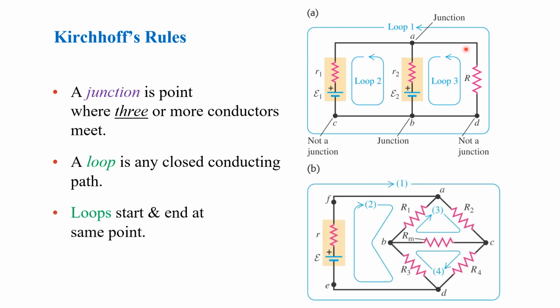Loops start and end at the same point. For example, for this case here, let's first find your junctions. Again, a junction is a point where 3 or more conductors meet. That means A, B, C, and D are junctions, while F and E are not.